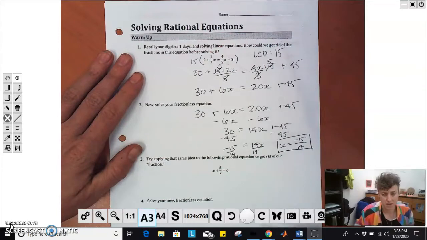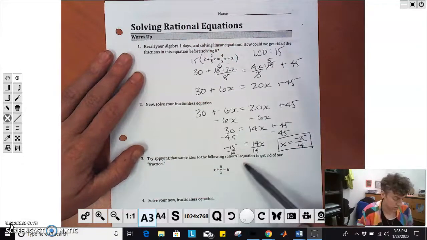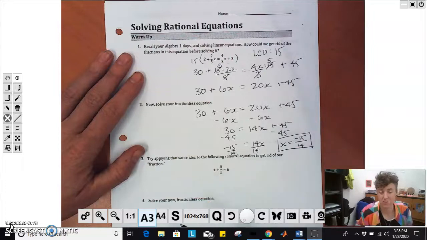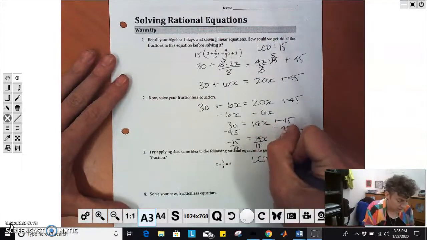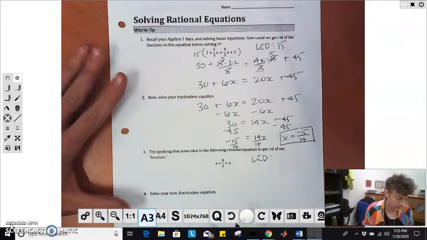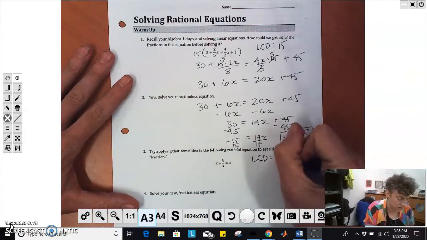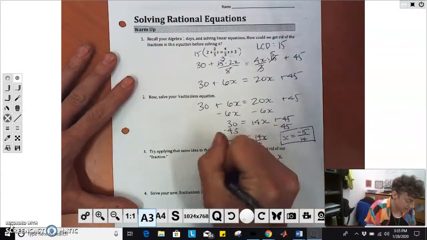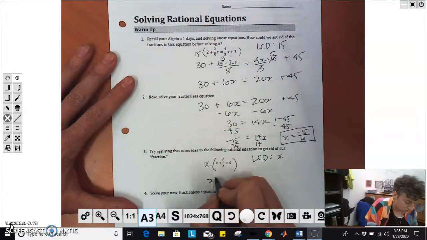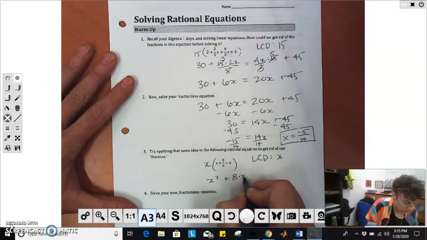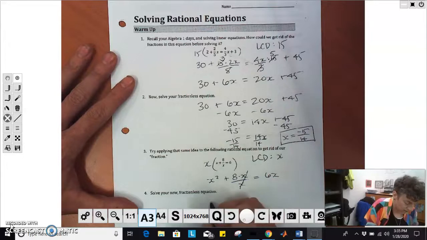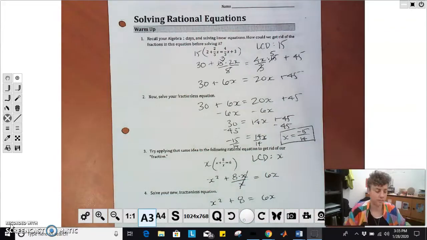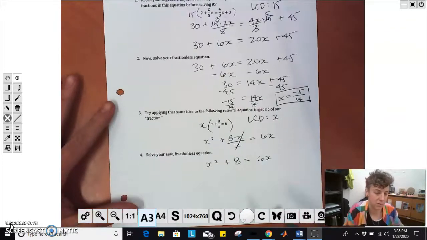So let's do that same idea here with our rational equation. We've got an x in the denominator, making it a rational equation. What's our lowest common denominator? Well, our only denominator here is x. So that's our lowest common denominator. So let's multiply everybody by x, and we get x squared plus 8 times x over x equals 6x. These guys cancel out. So now we've got x squared plus 8 equals 6x. See what I did there? Just moved it right down.